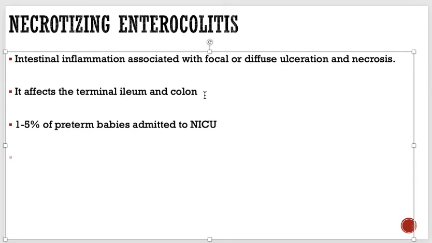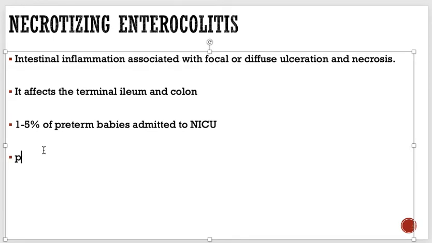The exact mechanism is not known, but the theory behind this is, when these preterm babies are fed on milk, and especially cow milk, there is mucosal damage, and due to that mucosal damage, there is bacterial overgrowth in that area, which will lead to bowel necrosis, gangrene, or perforation.